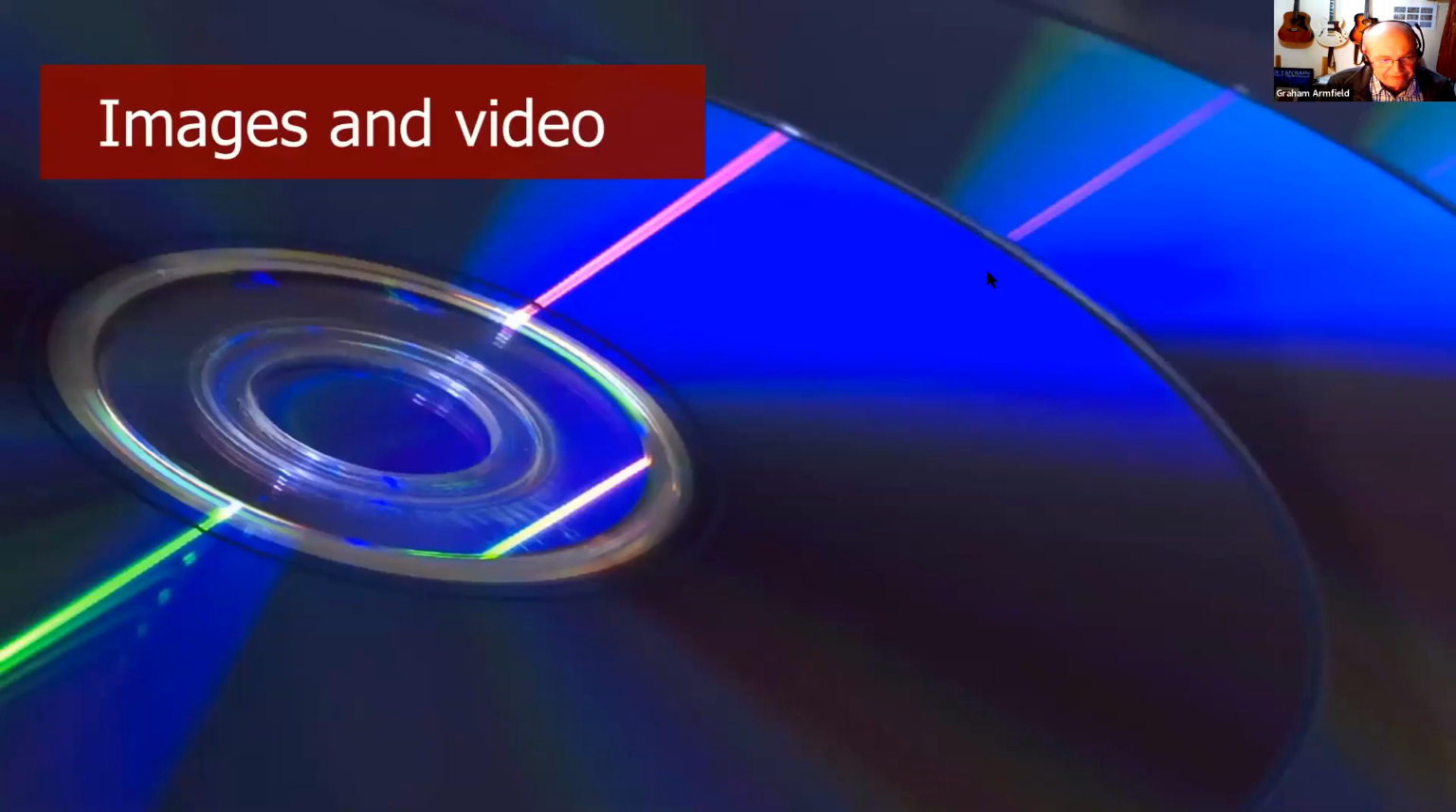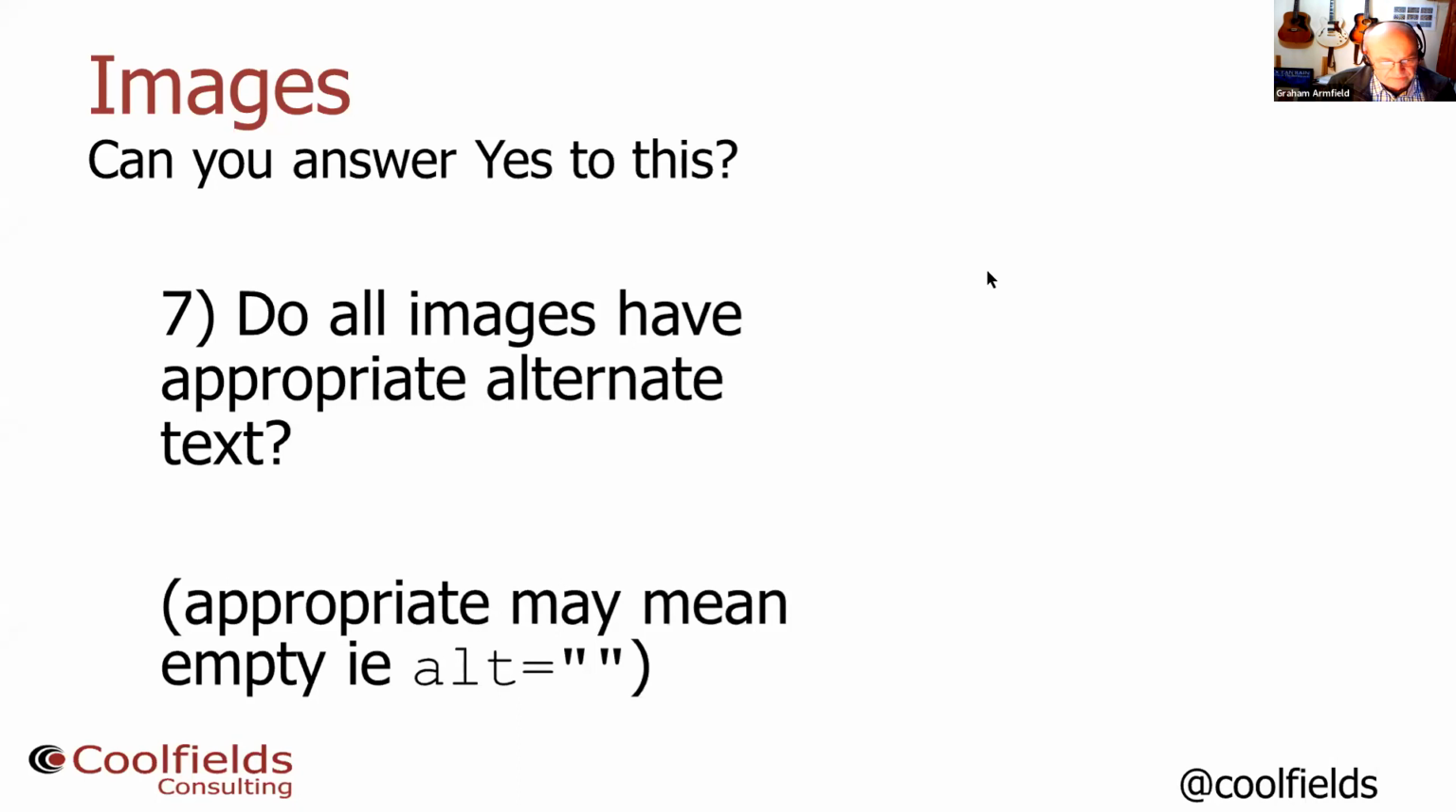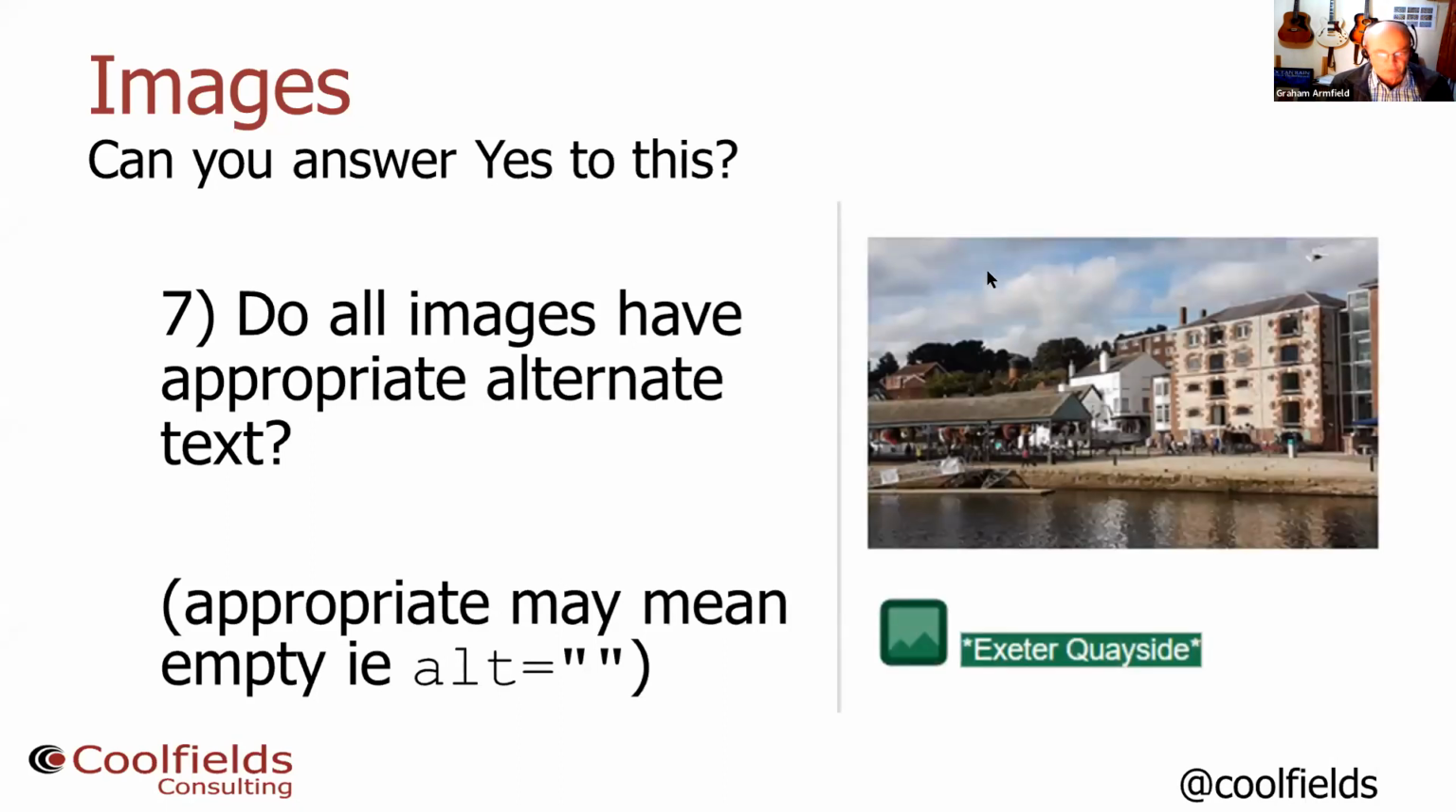Okay, moving away from links, let's talk about images. And this first one, can you answer yes to this? Do all the images on your pages have appropriate alternate text? If I can't see the images because I'm blind, I will rely on alternate text using the alt attribute. And yeah, in WordPress, it's fairly easy to get this right if you know what you're doing.